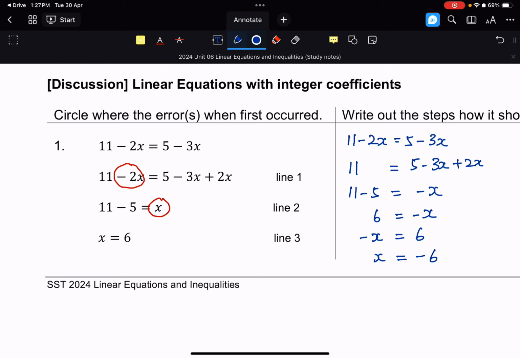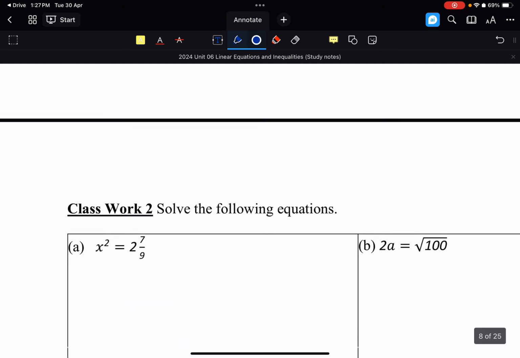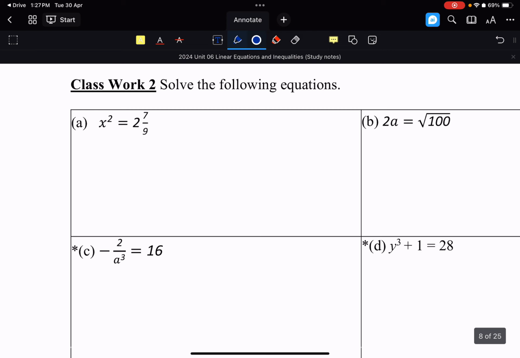So be aware of all the positive and negative signs, right? Let's move on to the next section. So we have more examples here. Okay, we're going to keep practicing, right?